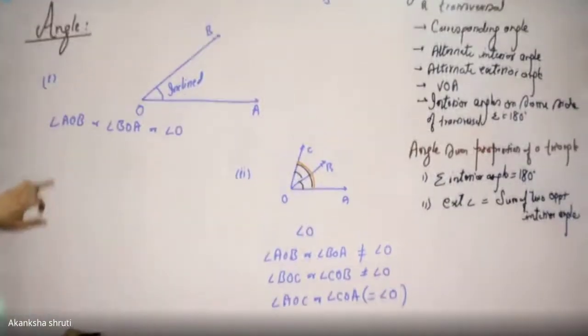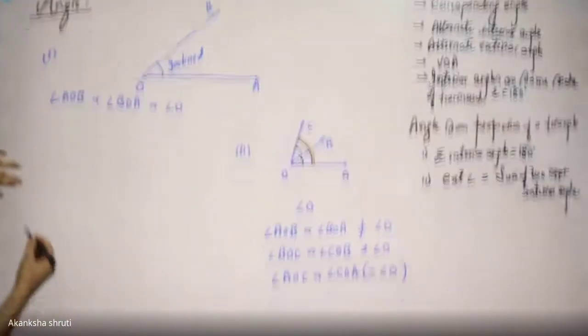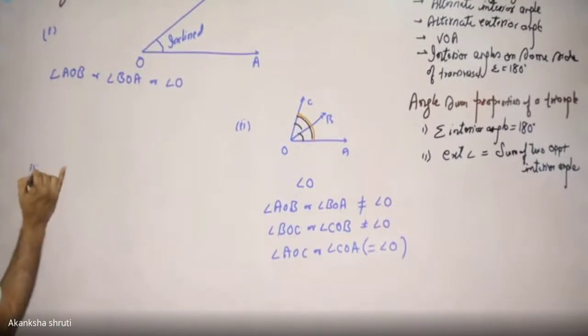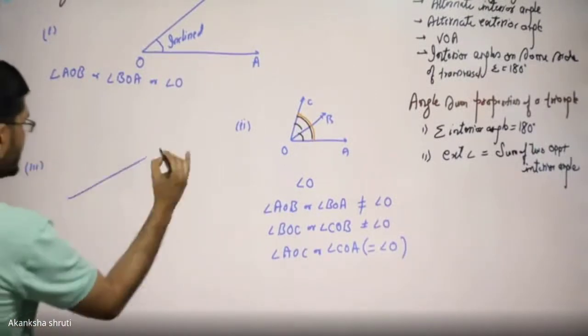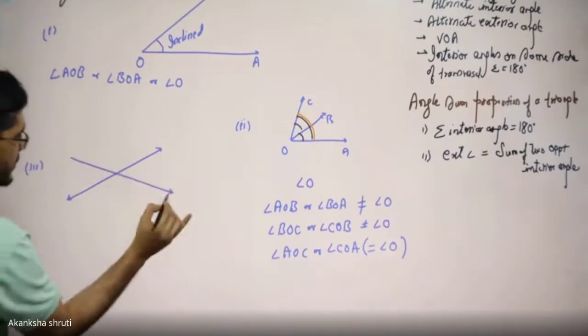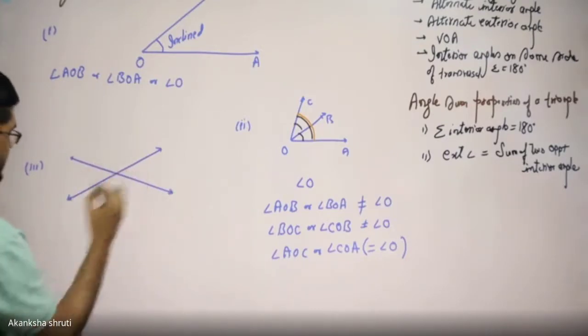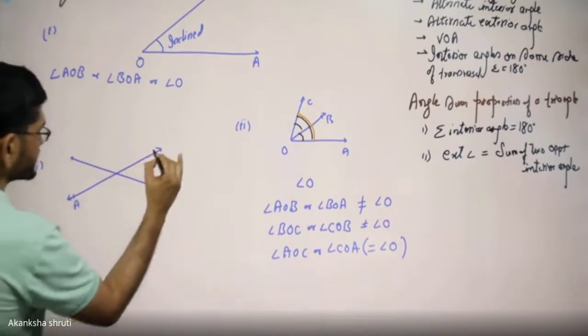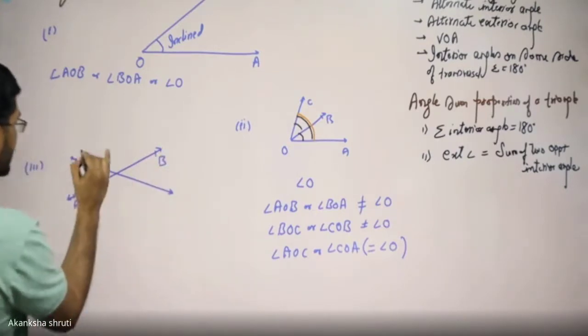Students, so this is about the angle. Keep in mind that this angle can be between two lines also. Like, let us consider one line as AB, another line as CD.